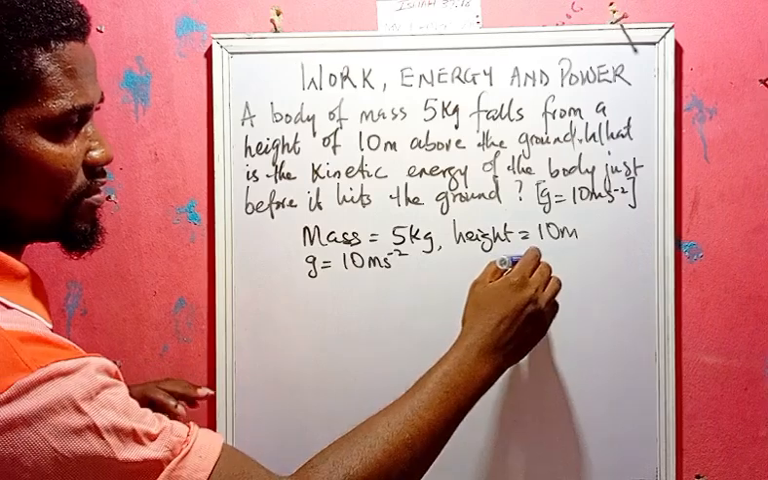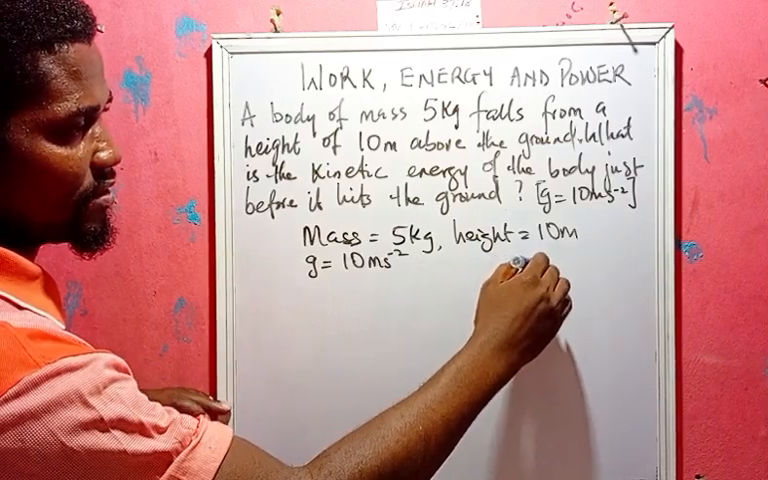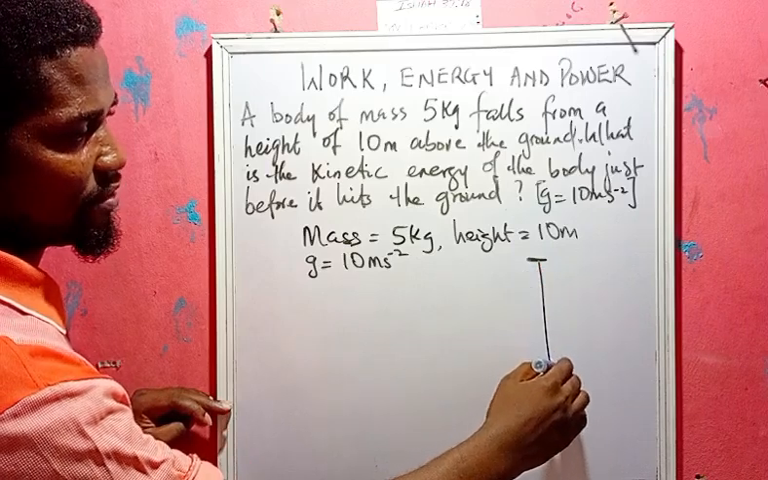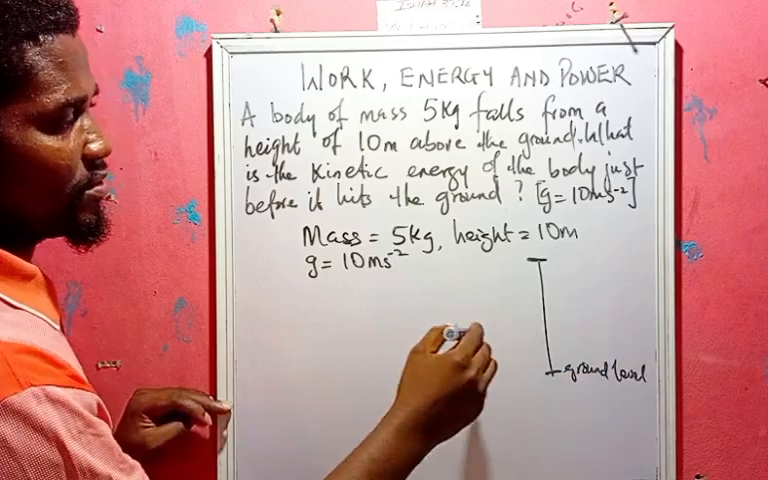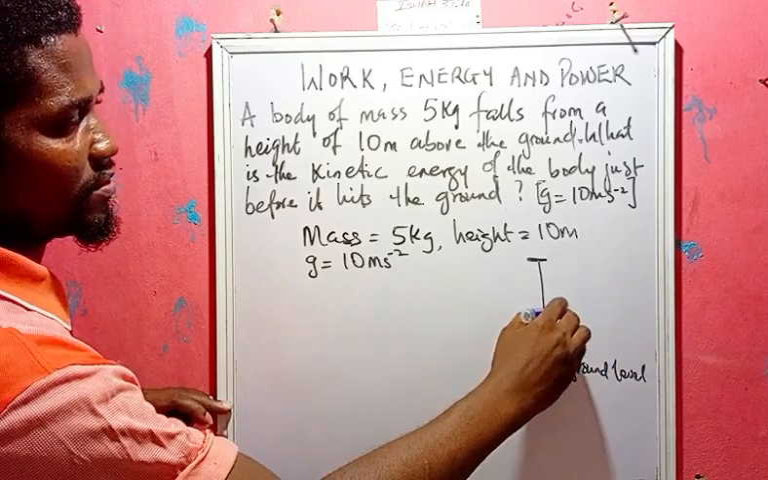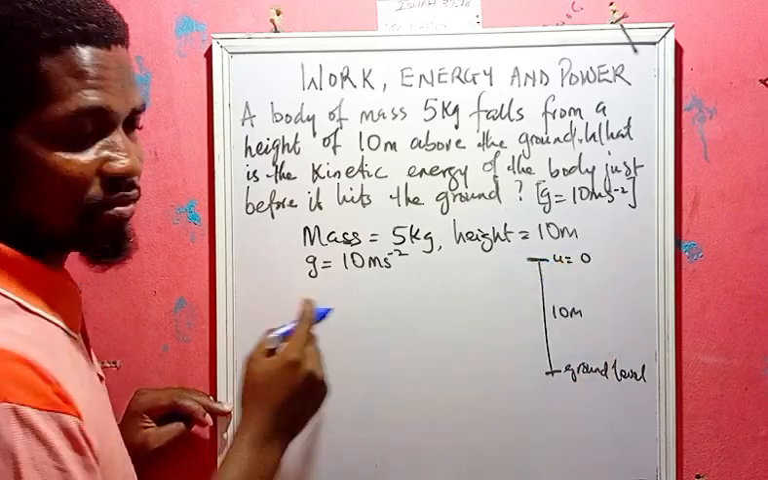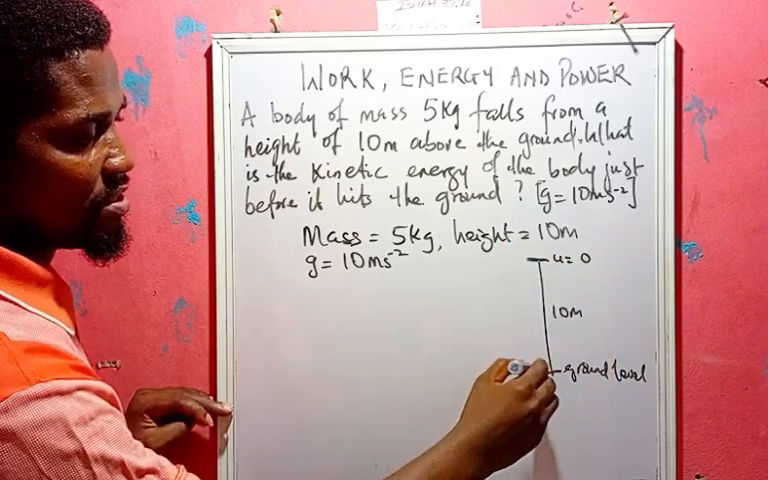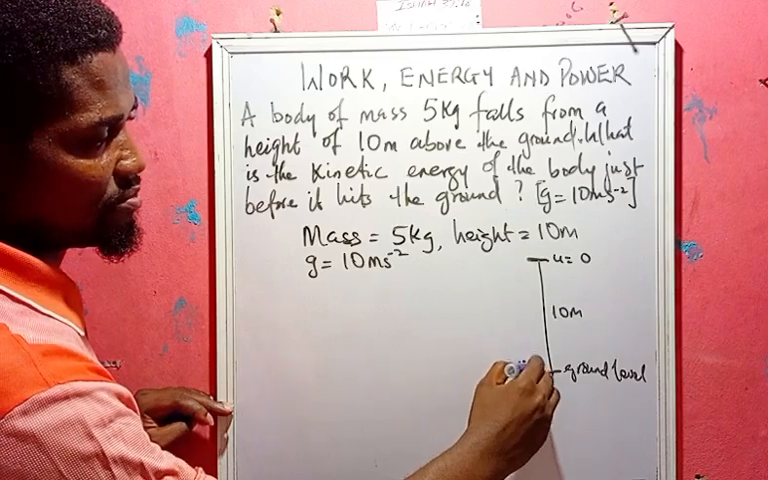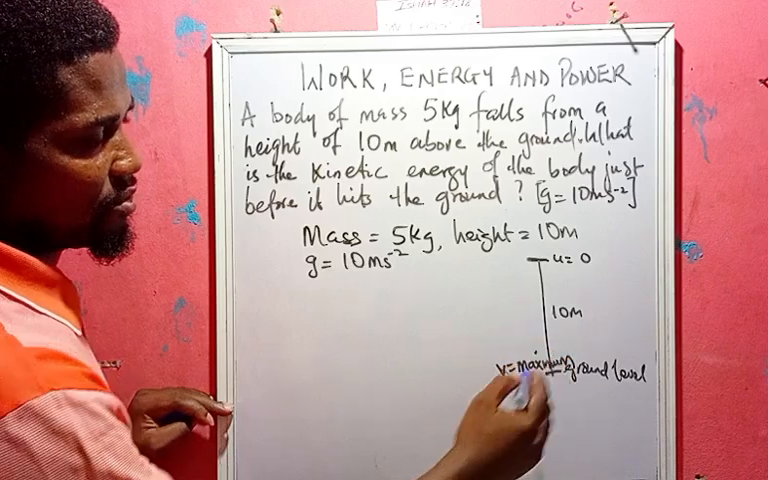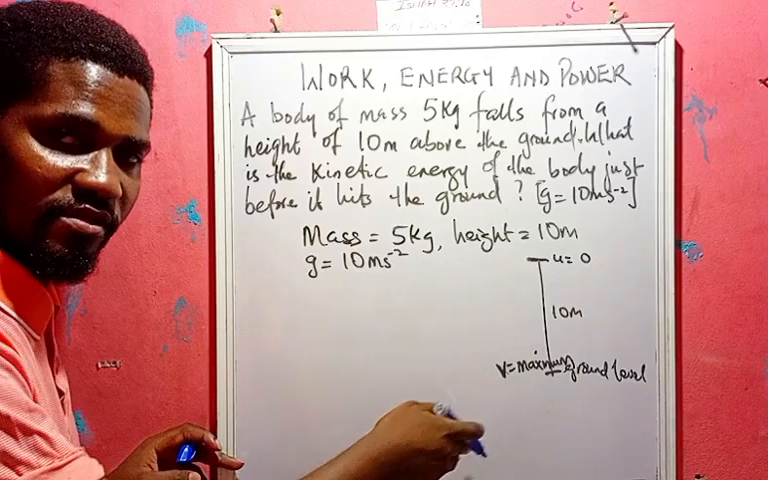Now take note that this body is falling from a height. Let's say this is the point of release and it goes down to the point of fall. This is the ground level, through a height of 10 meters. At this point, our initial velocity is 0. It's at rest here before it drops down. At this point, v is equal to maximum. We have a maximum value for the final velocity just before it strikes the ground.